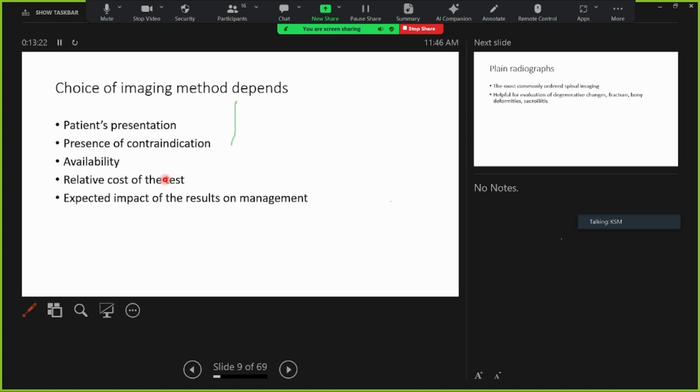Relative cost of the test. Again, you have to think how costly the test is before you request the investigation. Especially important is the expected impact of the result on the management. If a patient is a very elderly patient, you are definitely not going to do any surgery. So there is no point in going for a very expensive, very high-end imaging investigation where, even if you get a positive result, you are not going to do anything. So it's very important to find out, depending on the management, whether you are going to do anything after you get the report.